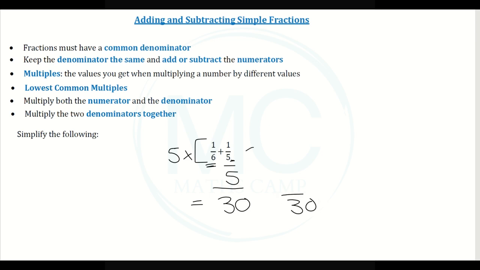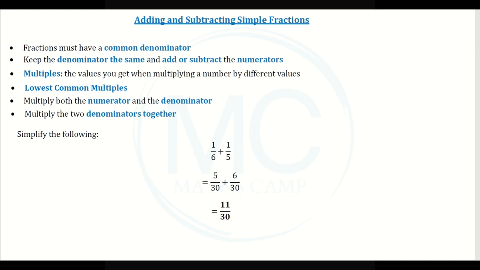So we multiply the whole fraction by 6. 6 multiplied by 1 is 6. So now we have 5 over 30 plus 6 over 30. Our denominator will be 30. 5 plus 6 gives us an answer of 11.